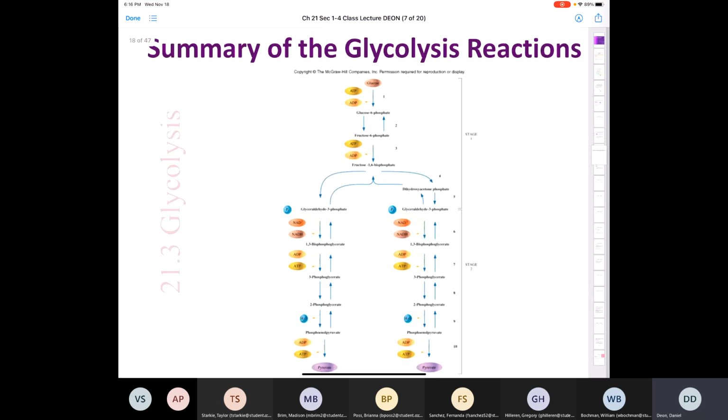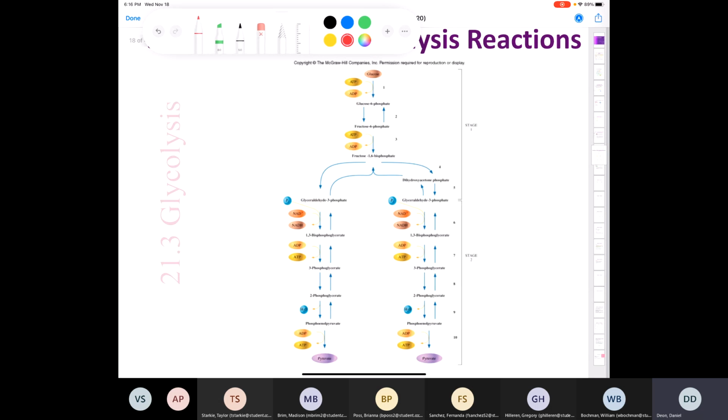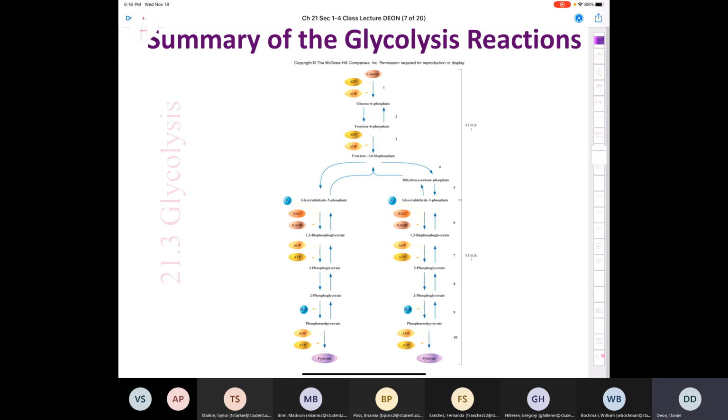Don't get intimidated by looking at this slide. I realize that it's really fine print. It comes directly from our textbook. I'm not putting it in here to scare you or anything, like, look at all this, okay? Here are the main concepts. We're starting out with glucose, right? The steps go 1, 2, 3, and so on.